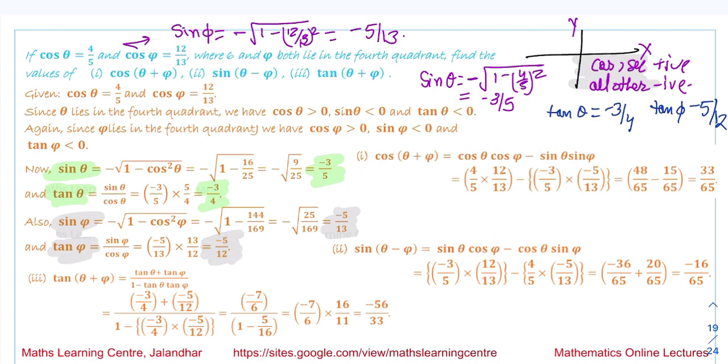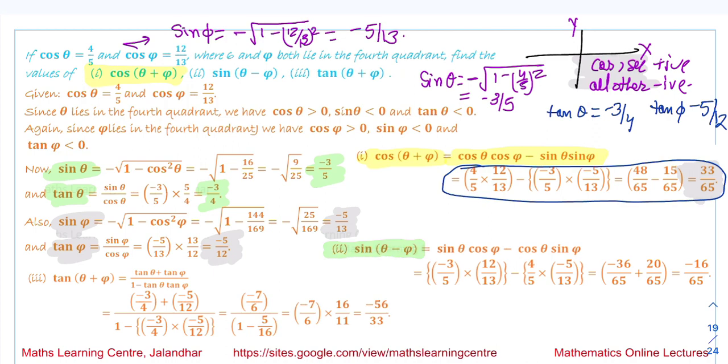Then we have used the formula for cos of theta plus phi. The first value we have to calculate is cos of theta plus phi. We are using the formula cos theta cos phi minus sin theta sin phi. We have substituted these values over here, and we obtain the final answer as 33 by 65.